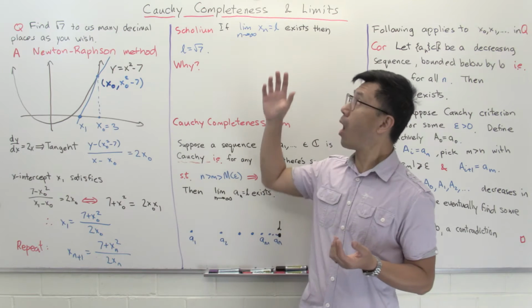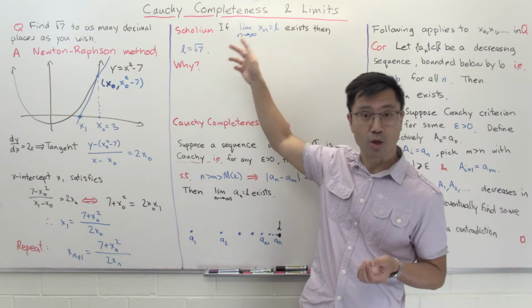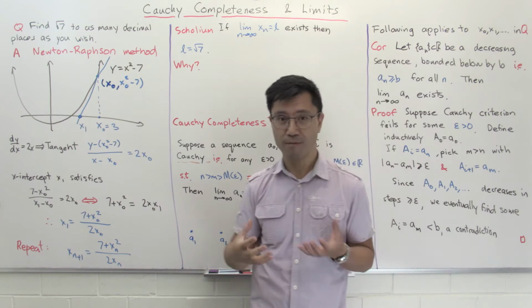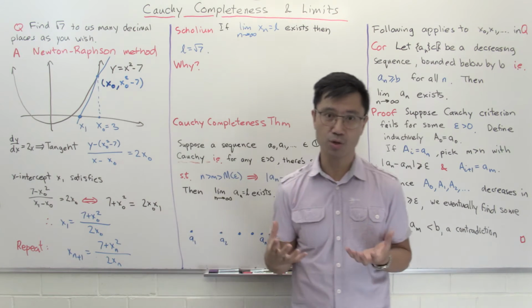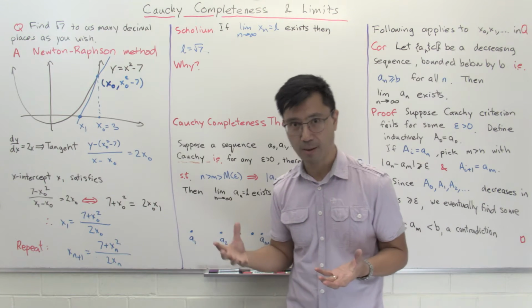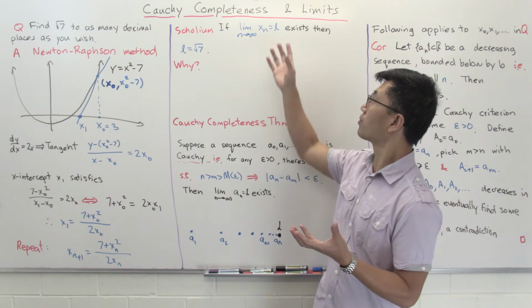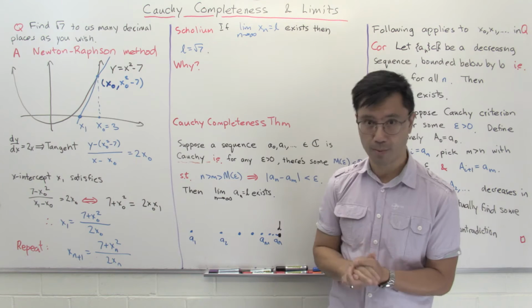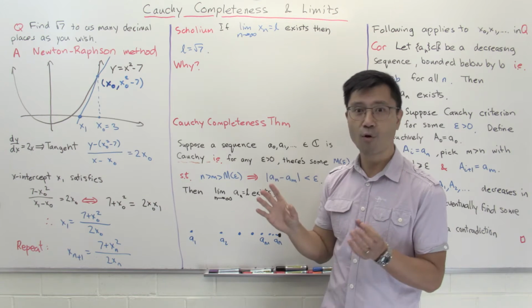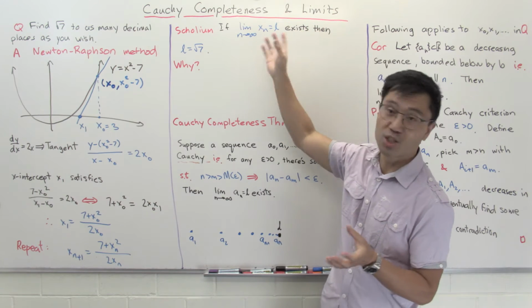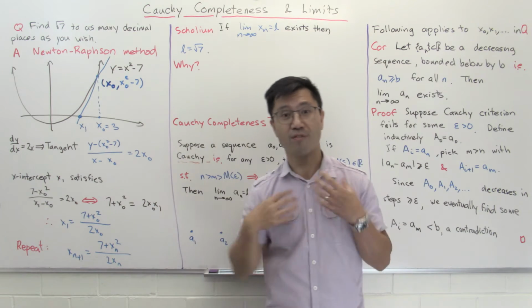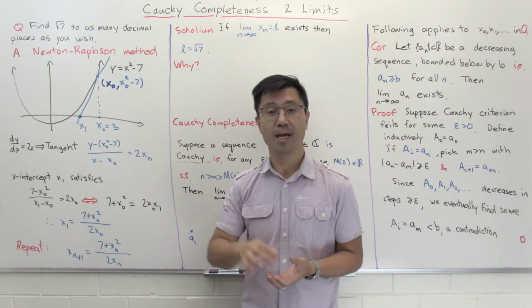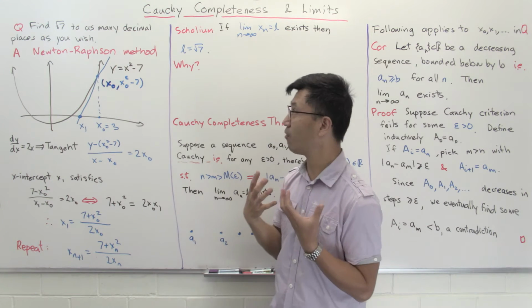In this video, I want to talk to you about the Cauchy Completeness theorem, which tells you a very interesting feature of the real numbers and hence also of the complex numbers. And this feature involves the existence of limits. Before I tell you about this theorem, I want to pose a little question which will motivate why you might be interested in this notion of the existence of limits.